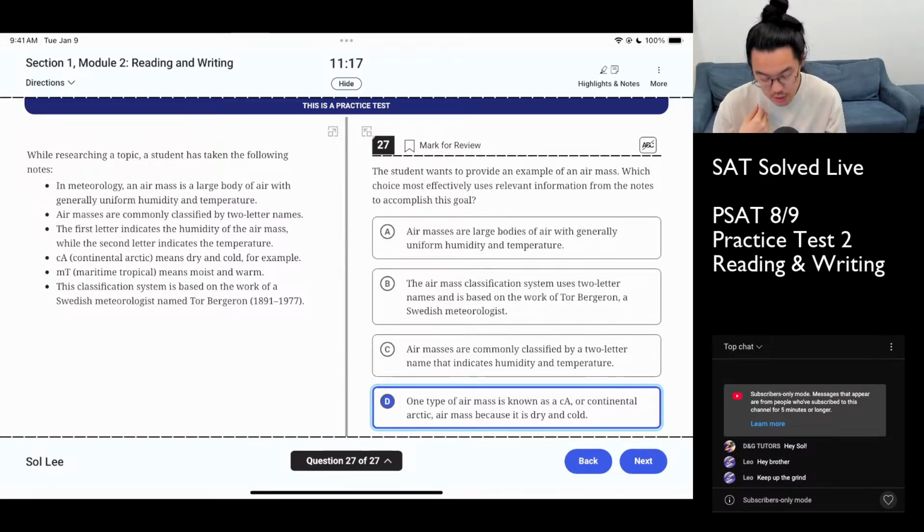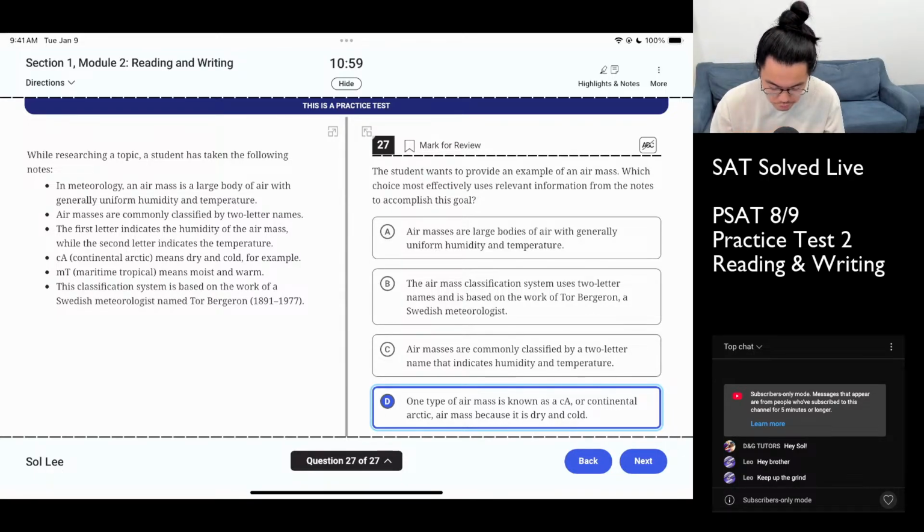I'm just double checking ABC, but that's actually slightly poorly written. An example of an air mass should be one with an actual name, you know? Not just this one classification. Unless I'm misunderstanding the passage, or if this seems like it was poorly written.